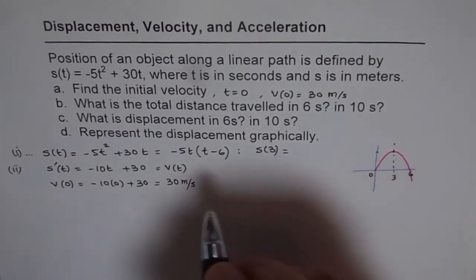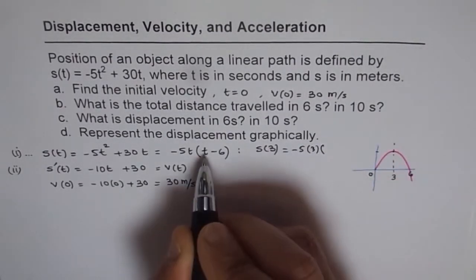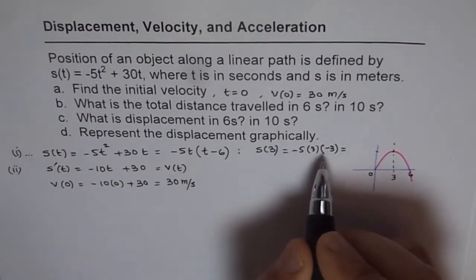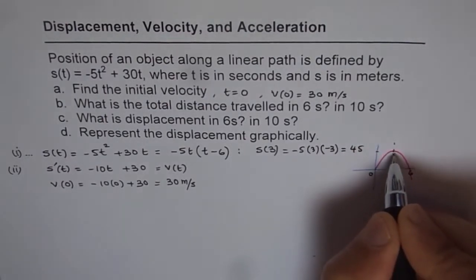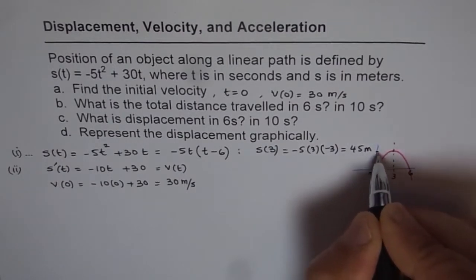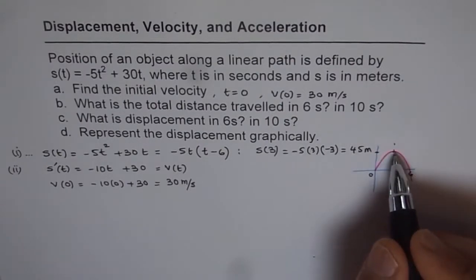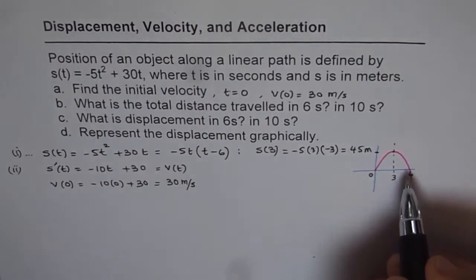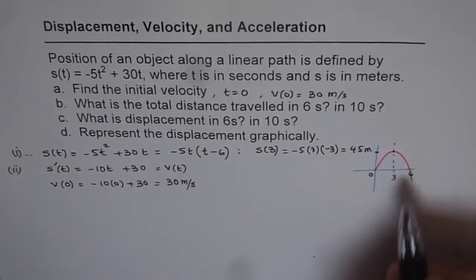So S of 3 from here will be minus 5 times 3 times (3 minus 6), which is minus 3, right? And that works out to be 9 times 5, 45. So that happens to be 45 meters for us. Okay, so it is 45 meters, and let's say this is this point, 45 meters. Now, as you can see from here, the total distance traveled in 6 seconds should be that it goes up 45 meters and then comes down 45 meters, right?